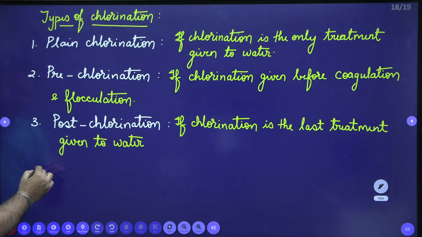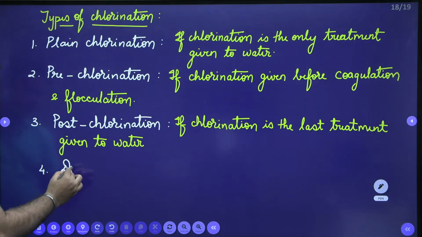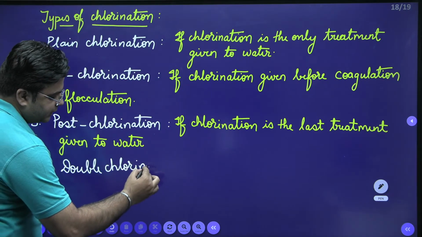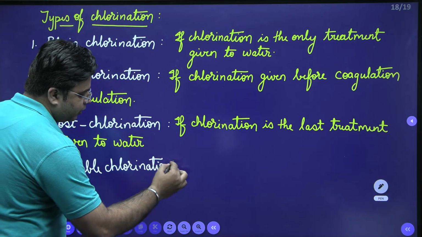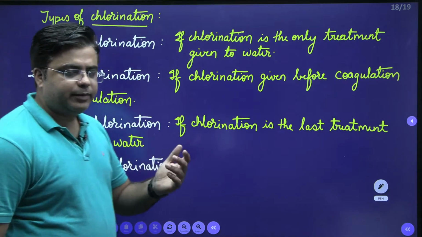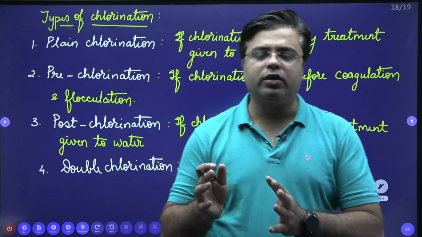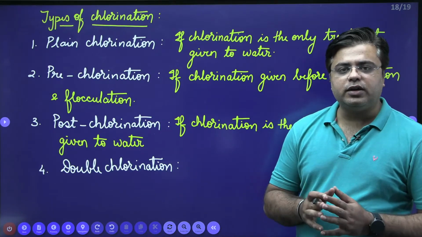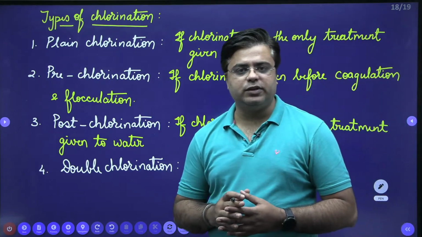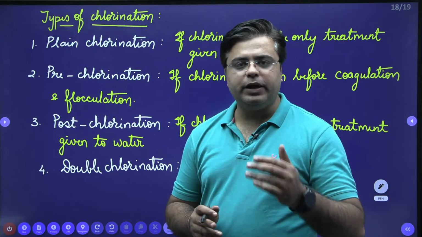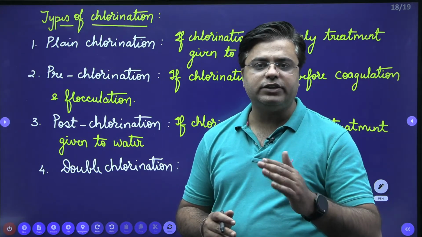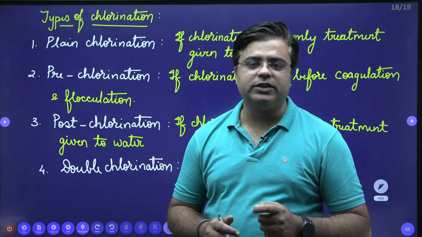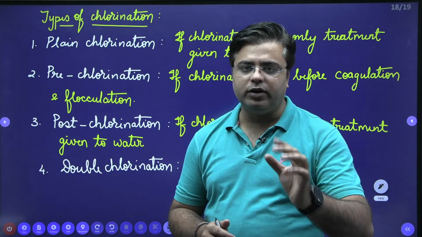Now, the next type of chlorination is known as double chlorination. For treatment, when you have more dirty water, especially during rainy seasons, in order to improve the efficiency of disinfection, if you give both pre-chlorination and post-chlorination, just to increase the efficiency of disinfection, it is known as double chlorination.